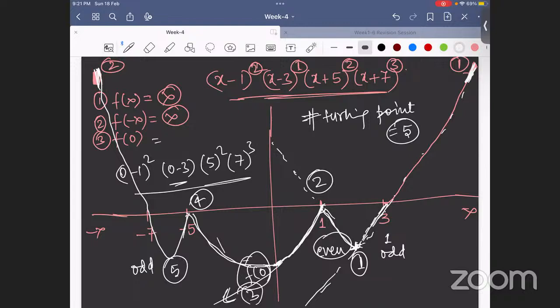Okay, after plotting the whole plot, you can just count how many times I've changed my direction while plotting. Okay, that's the number of your, yes sir, got it, basically the turning points. Okay. Yes, sir, got it.